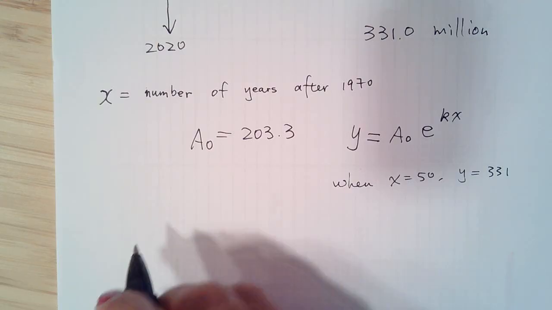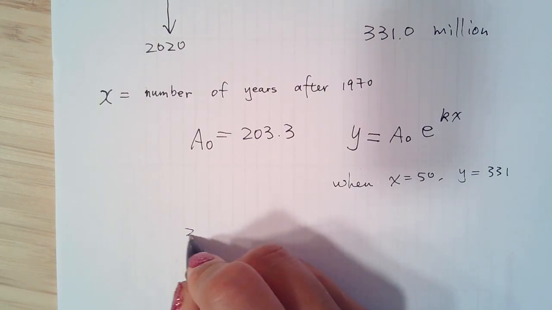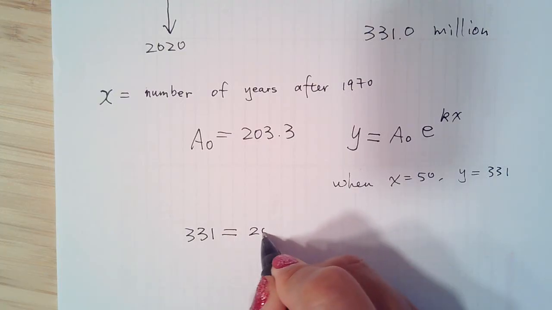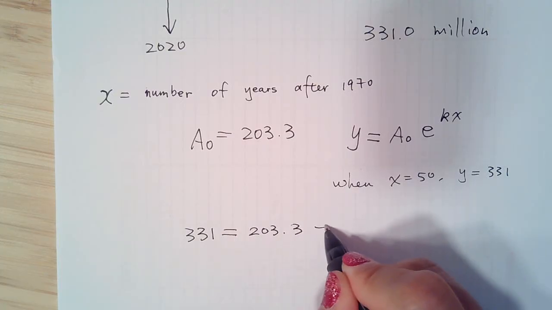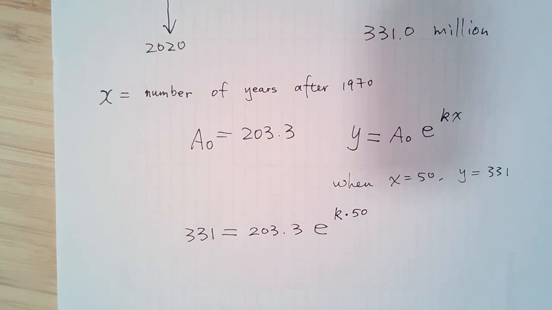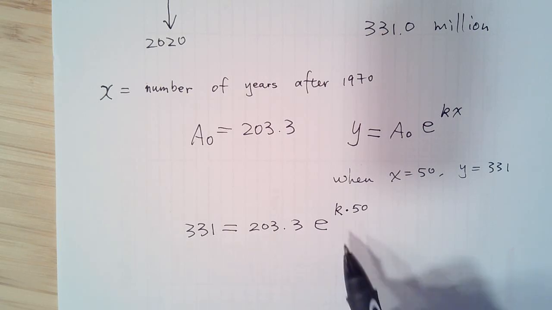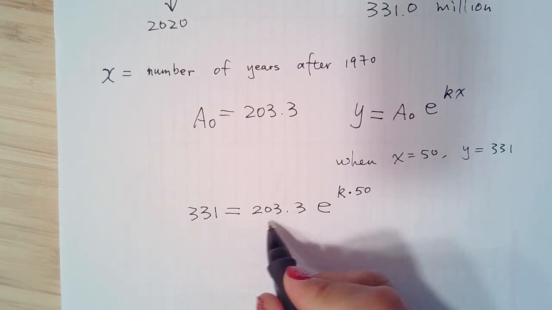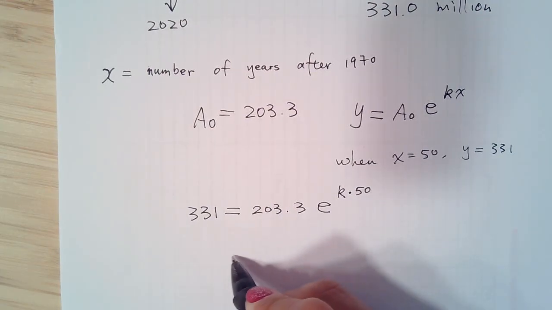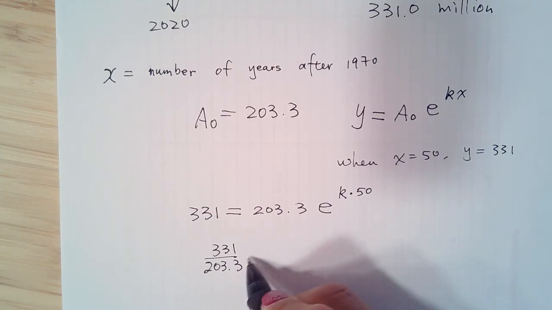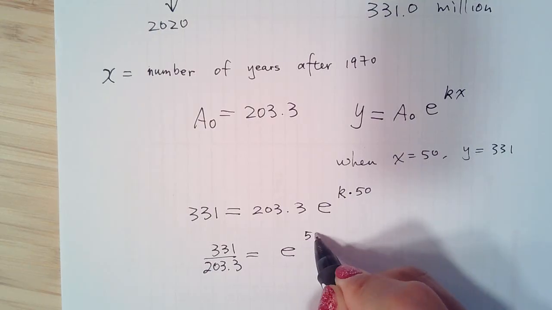All right, now let's plug in all the numbers we have there. Okay, the model looks like this: 331 equals 203.3 e to the k times 50. The most important thing in this case is that we're looking for this k, which is like solving an exponential equation. So we divide by 203.3 on both sides. So we have 331 over 203.3 equals e to the 50k.